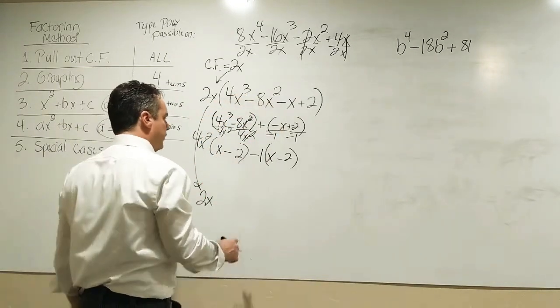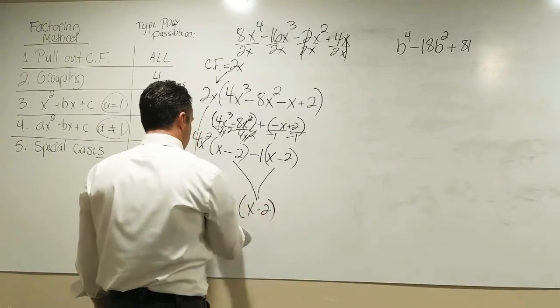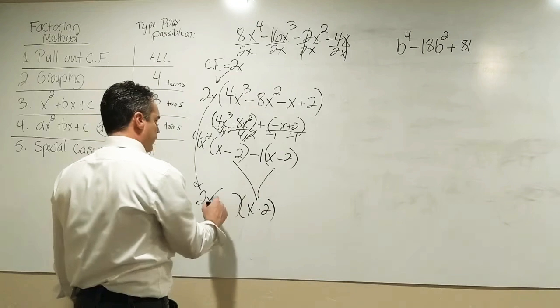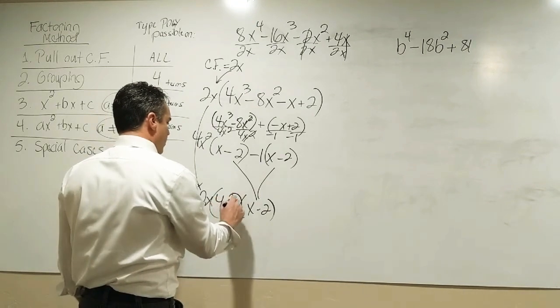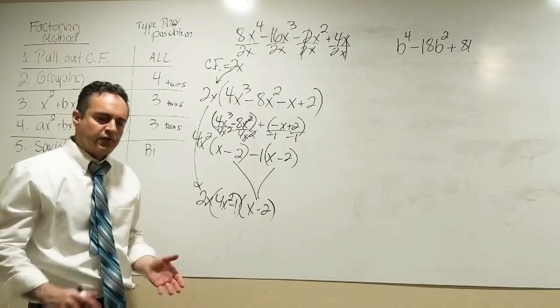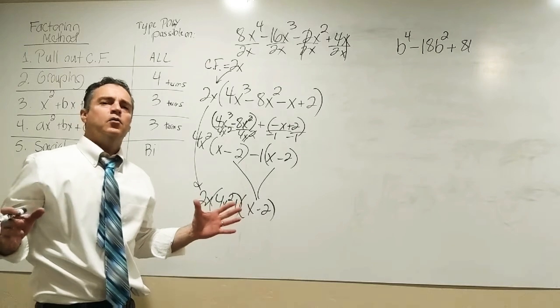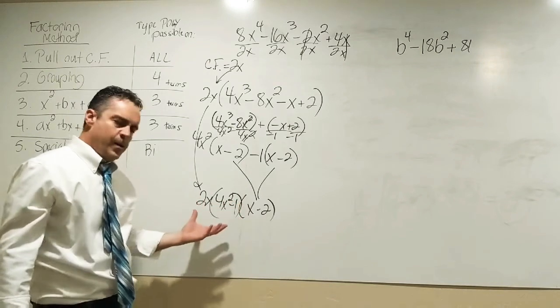Now, the common parentheses is x minus 2. And the leftovers go in this parentheses, 4x squared minus 1. All right? Now, if you got that, okay, clap your hands, woo, give yourself a woo. Okay, say woo, Hallie. Woo. Yeah, woo. Okay, we got it, and we're feeling good.